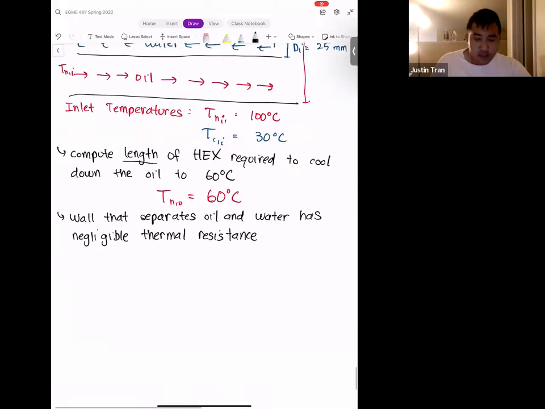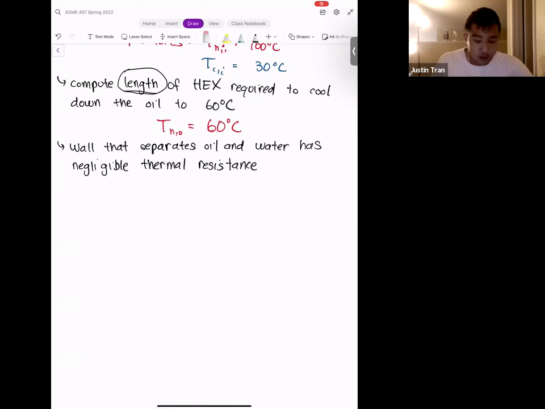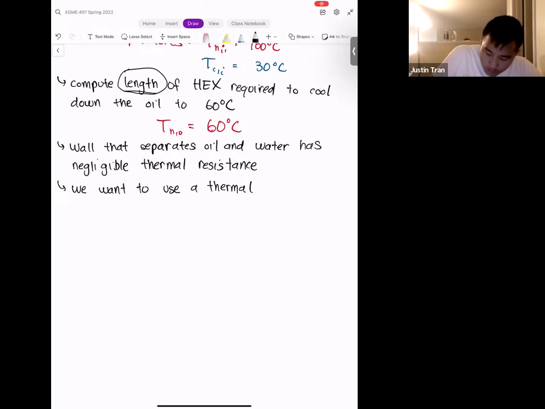Before we get into the details of solving this, because there are quite a few steps, let's map out where we're going to go. Ultimately here we're interested in the length, so we want to solve for L. In some sense, this is very similar to problem 2 on homework 5. If you recall, we were looking for length as well, and the way that we did that was to use our thermal circuit.